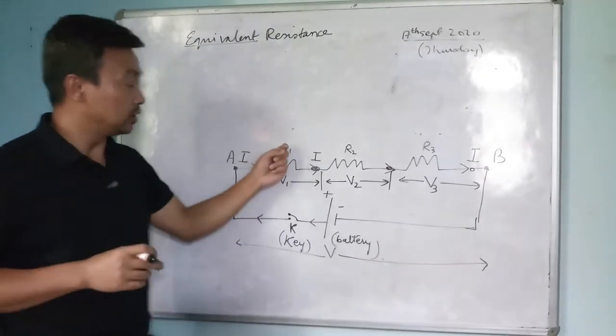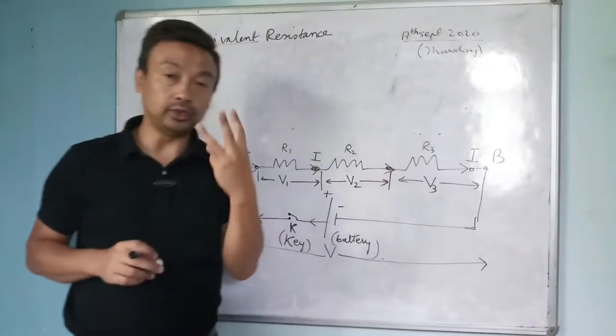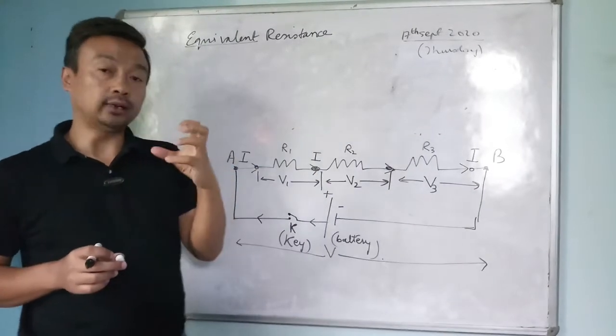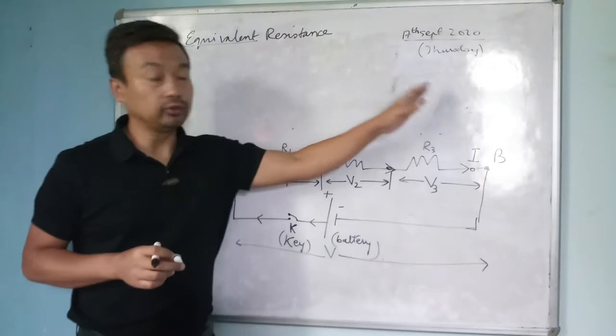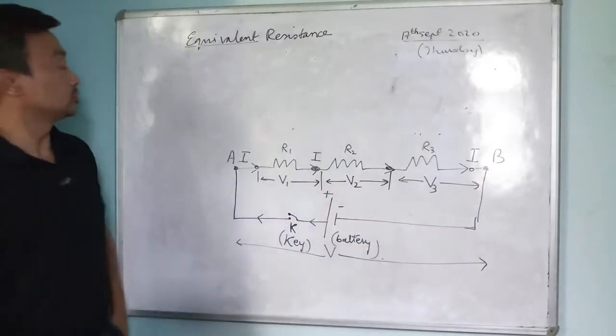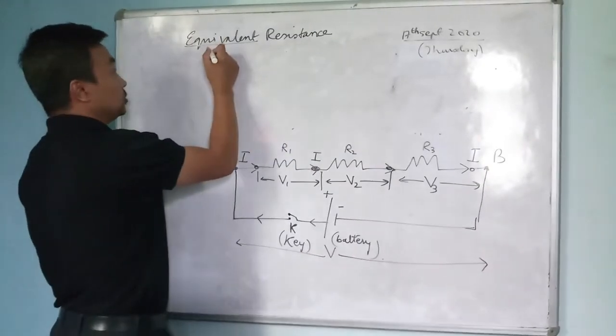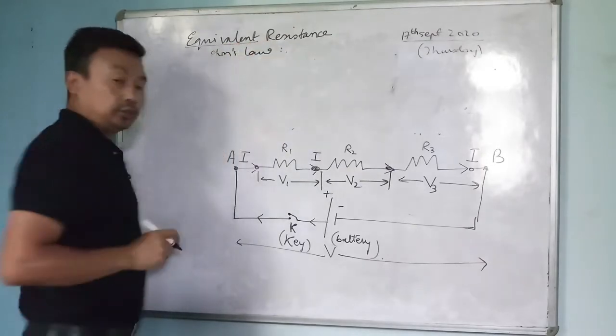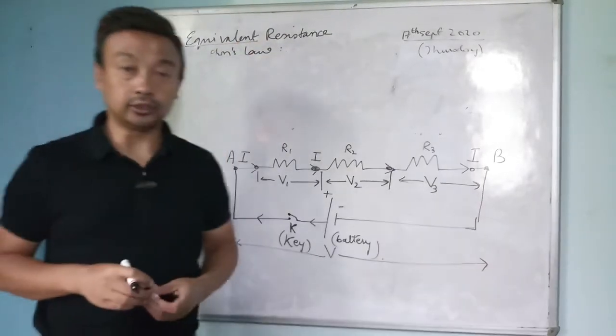Effective means, now see how many resistances are there? 3. So they can be combined and made into one. That one will be the equivalent resistance of the entire circuit. So for that we have to use Ohm's law. I am going to derive how you are going to get this.